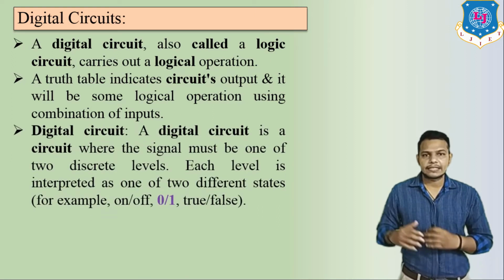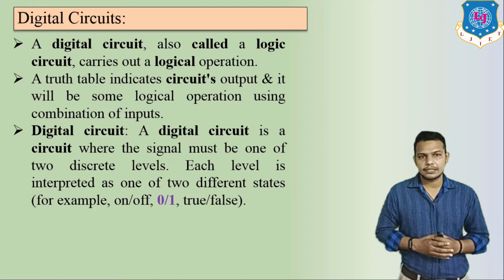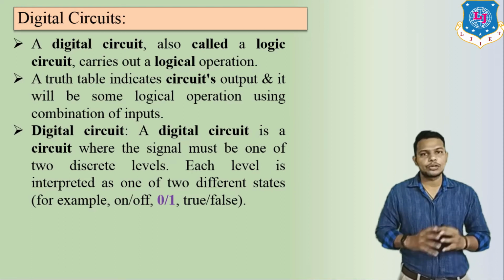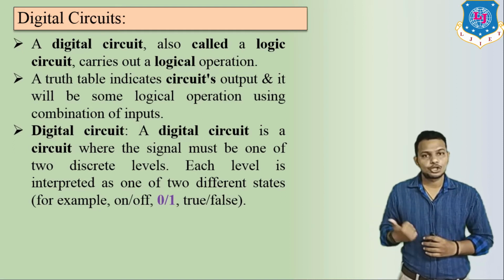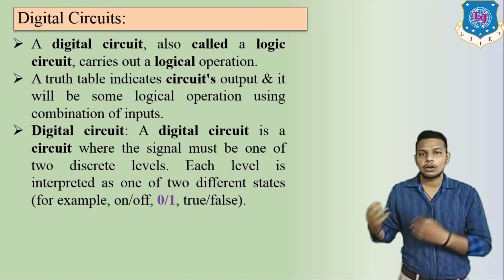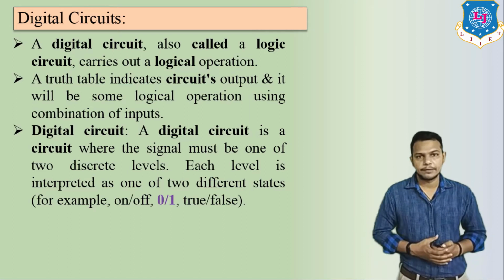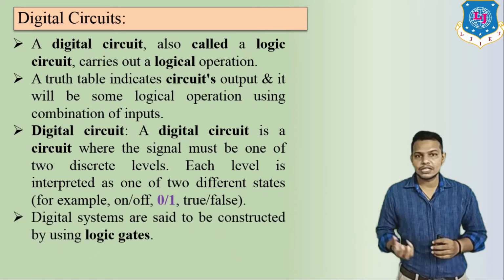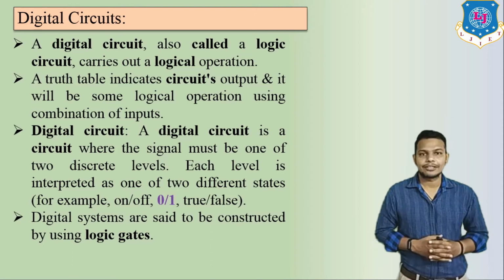A digital circuit is a circuit where the signal must be one of two discrete signals. Each level is interpreted as one of two different values, like 0 or 1, true or false, or on or off, if it is connected to the analog circuit. Digital systems are constructed using logic gates. So gates are most important for digital circuits.